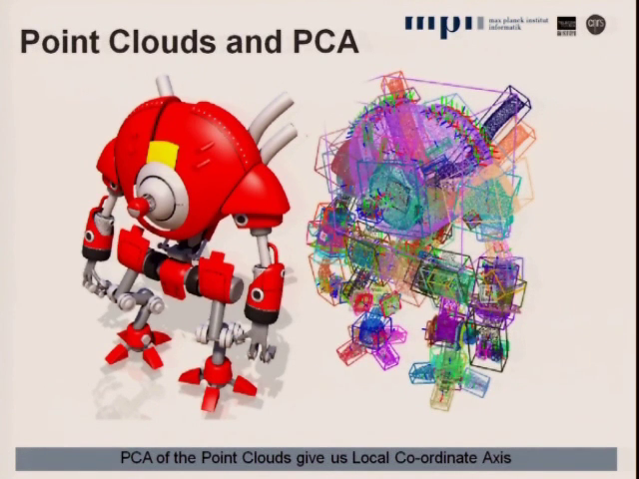Then we sample the surfaces of the polygonal mesh to a point cloud, and on each part's point cloud we perform a PCA, and this PCA gives us a local coordinate system for each part. You see here these boxes, these are the individual local coordinate systems for all these parts of the robot. So you see it's composed of maybe 200 parts or more.